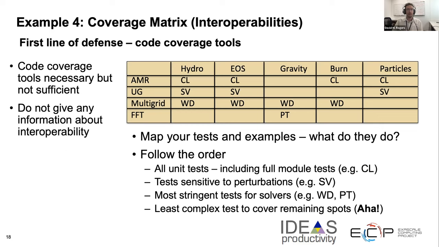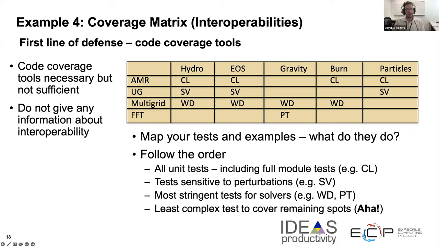As a final example, this is less of an example of exactly what the test does, but more of how to strategize around your tests. This is a map of tests where in the columns we're showing different modules in the code: adaptive mesh refinement or unstructured grids or multigrids or FFT, fast Fourier transforms. These different modules are exercised by different kinds of physics. And so along the rows, you see different types of physics: hydro code or gravity code or particle code.